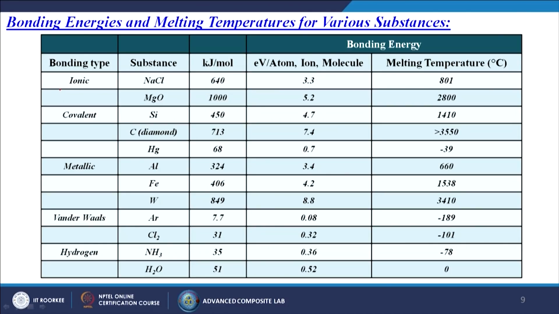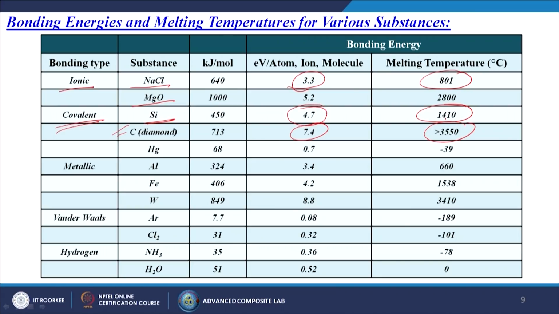Generally, for bonding type, we have ionic, like sodium chloride or magnesium oxide. The bonding energy in electron volts per atom, ion or molecule is 3.3, and the melting temperature is 801. When we talk about the covalent bond, generally silicon or carbon, silicon's bonding energy is 4.7 and its melting temperature is 1410. For carbon it is 7.4, and the melting temperature is more than 3550.